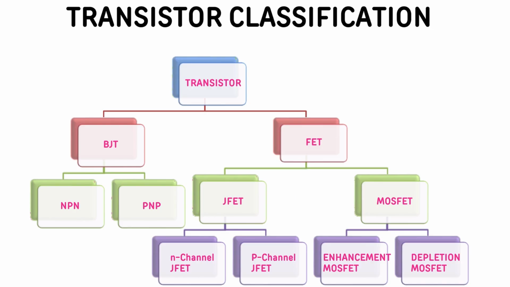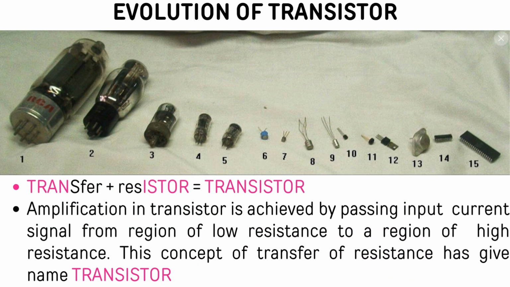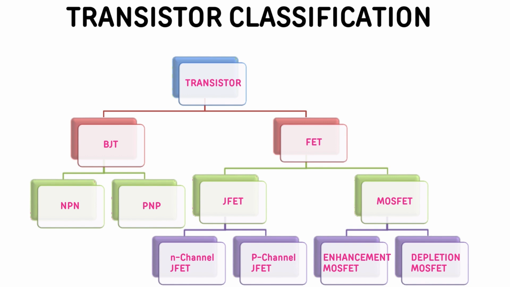Classification of transistors. Transistors are first classified into two types, BJT and FET. BJT means bipolar junction transistor. FET means field effect transistor. Again, BJT is classified into two types, NPN and PNP, whereas FET is classified into JFET and MOSFET. JFET means junction field effect transistor, whereas MOSFET means metal oxide semiconductor field effect transistor.